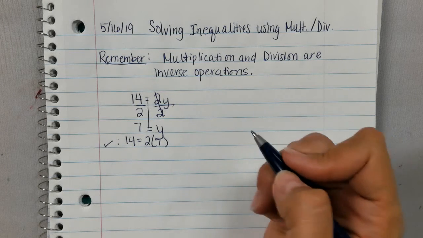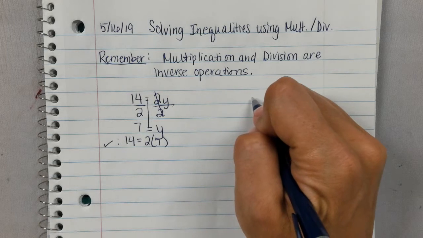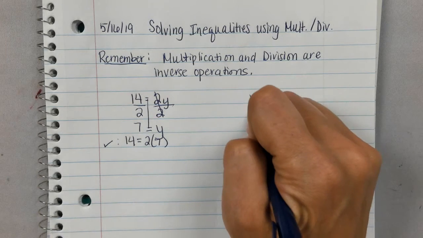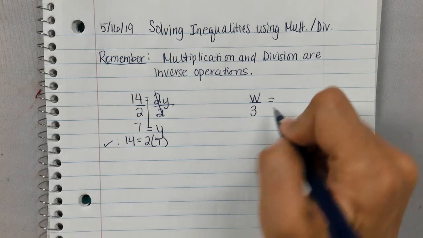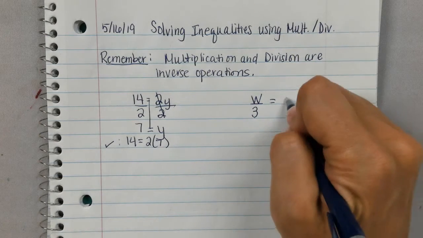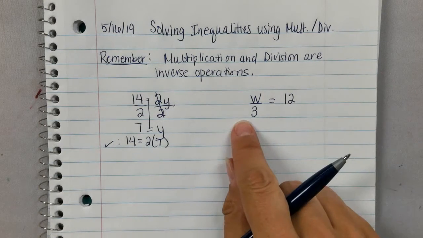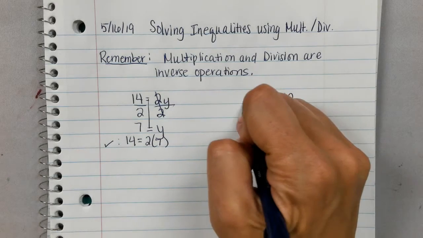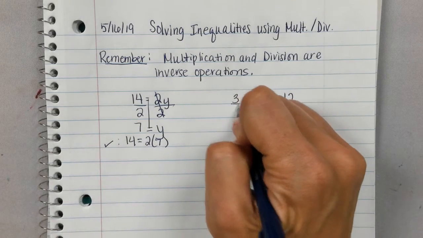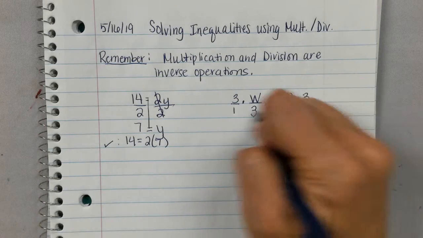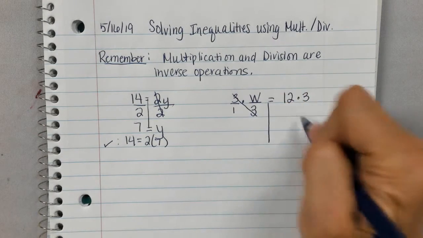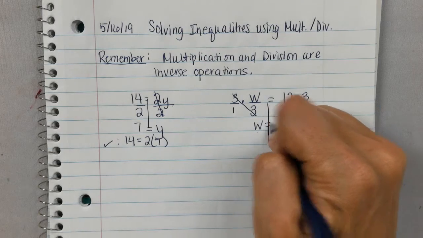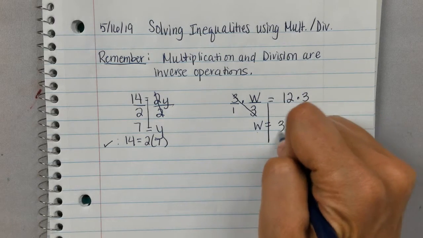Okay, now on the opposite side, if you had an equation that was a division problem to start, so w divided by 3 equals 12, the inverse or opposite of division would be multiplication. So you're going to multiply both sides by 3. That cancels those two out. W is left on its own, and 12 times 3 is 36.